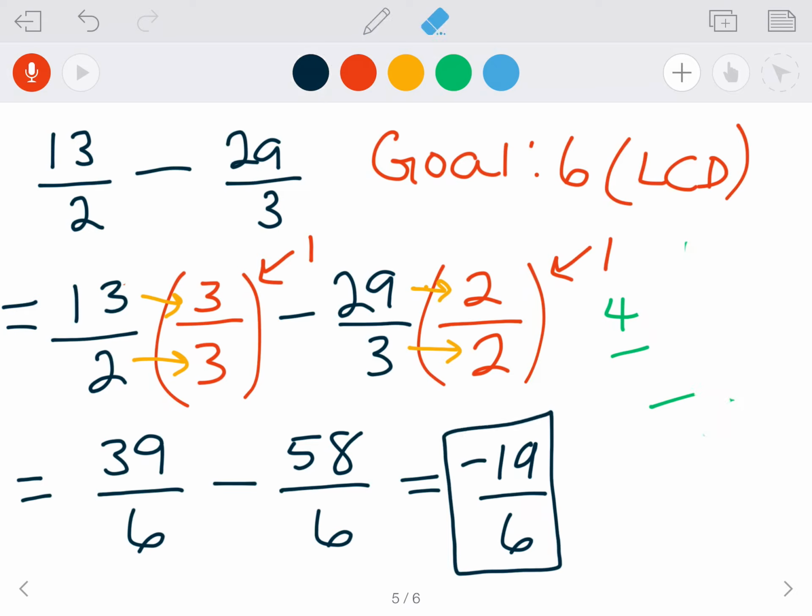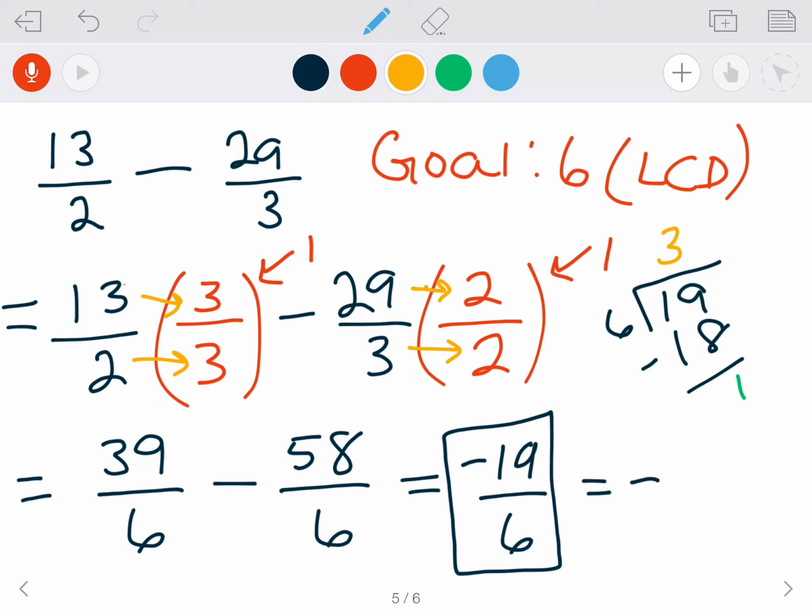And if you would like to convert that to a mixed number, then just do the same thing we did before. We do 6 into 19. That goes 3 times. 6 times 3 is 18. We get a remainder of 1. So this will be negative 3, because we had a negative right here. So negative 3, our denominator stays 6, and our numerator is the remainder, which is 1. So as a mixed number, we get negative 3 and 1/6.